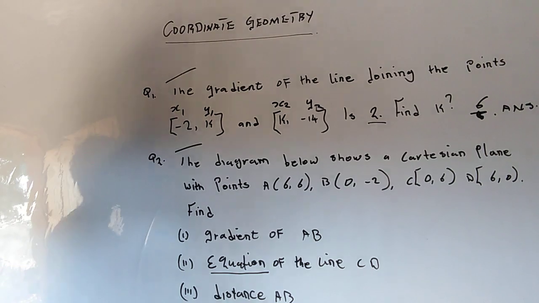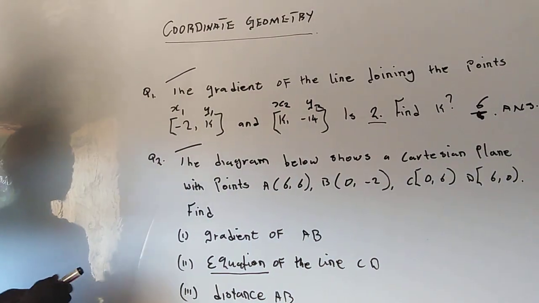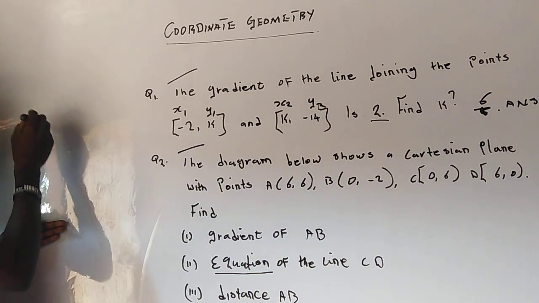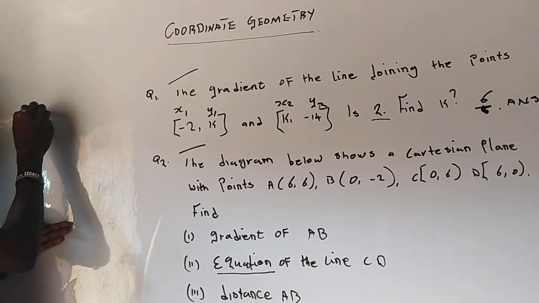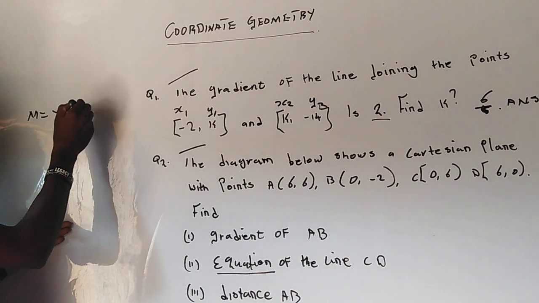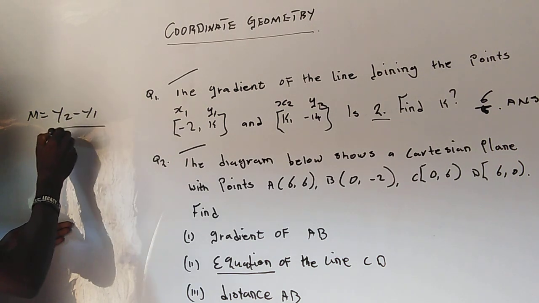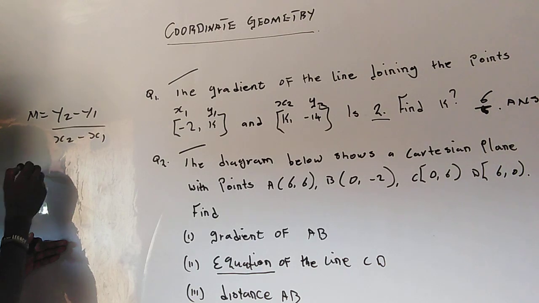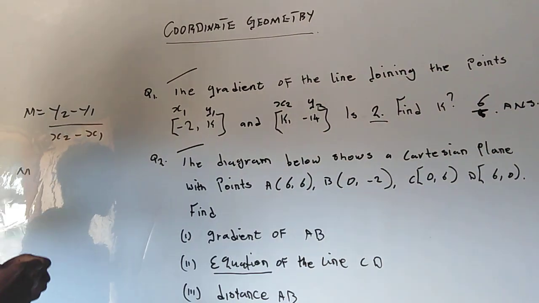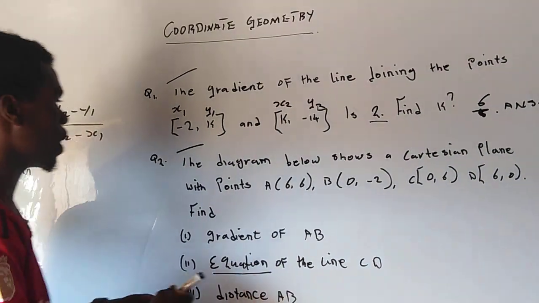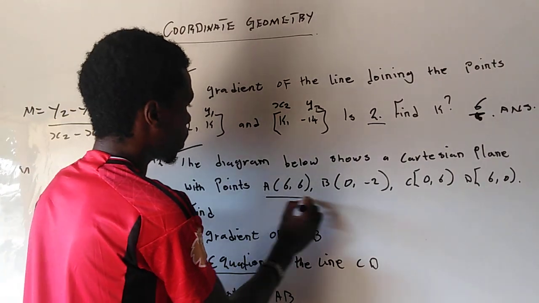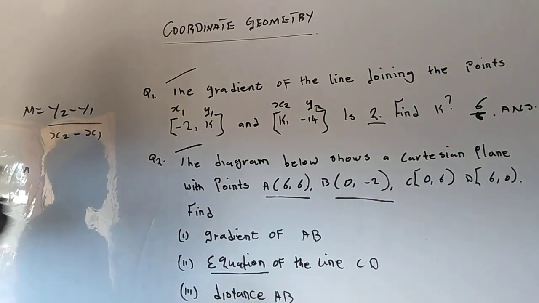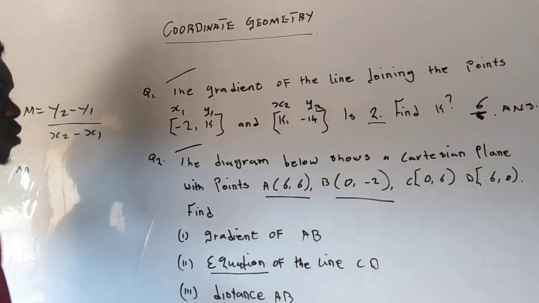It's just the simplest thing again. I've shown you how you come up with the gradient. So just for formality's sake, say gradient m is equal to y2 minus y1 over x2 minus x1, such that m is equal to, so which gradient are we finding for which points, A and B? So we are finding the gradient for this and this.